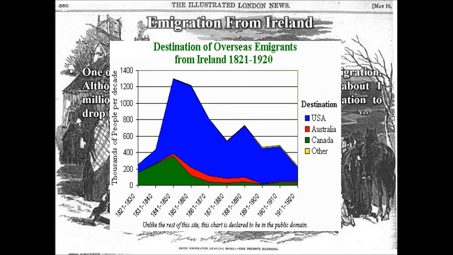The next chart is showing us the destination of overseas immigrants. So it's showing us where the people that were living in Ireland, where did they go? Where did the 3 million people go? And you can see that they went to the United States, Australia, and Canada.